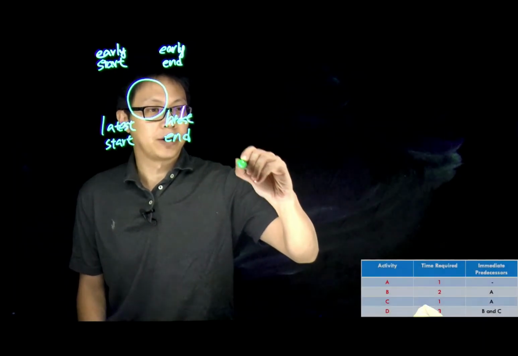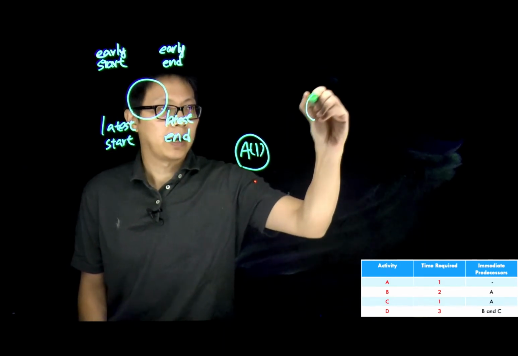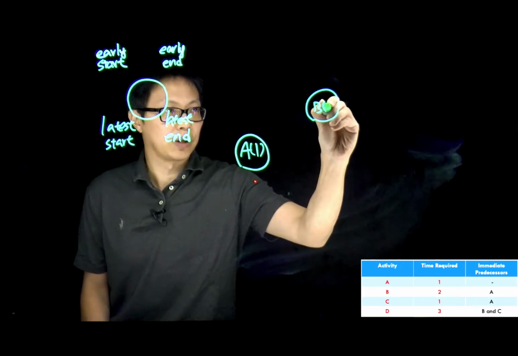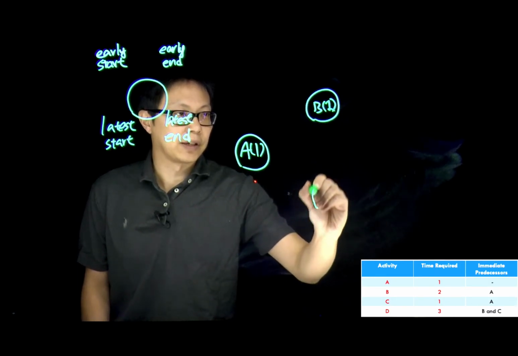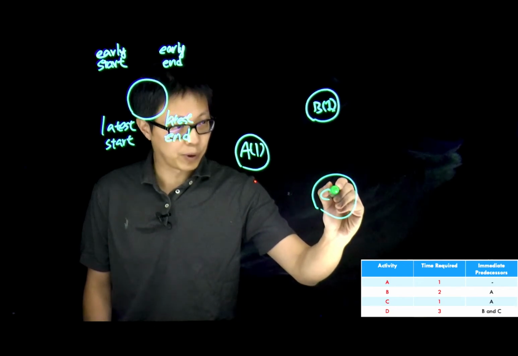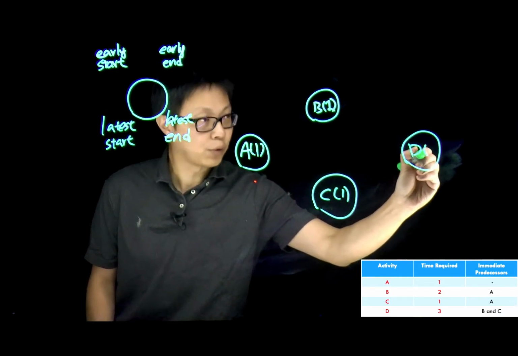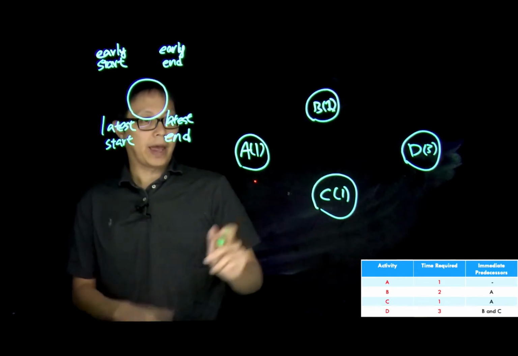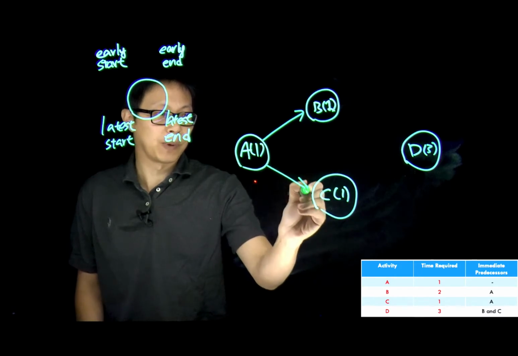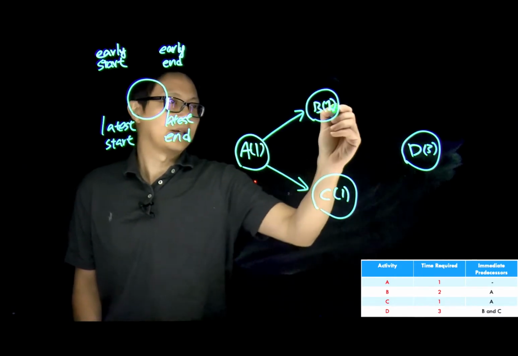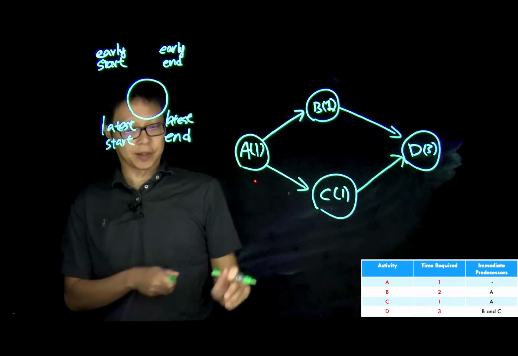So remember, earlier we had an example. Activity A, the total time will be 1. Activity B, the total time will be, sorry, 2. Activity C, the total time will be 1. And activity D, the total time will be 3. B needs to be done after A is finished. C will also need to be done after A is finished. Similarly, we can start to work on D after we finish both B and C.